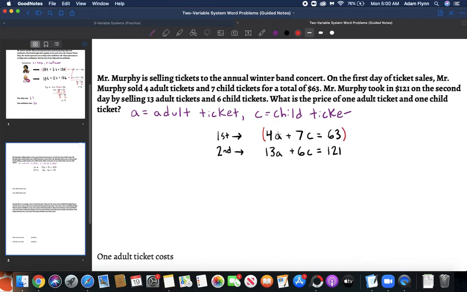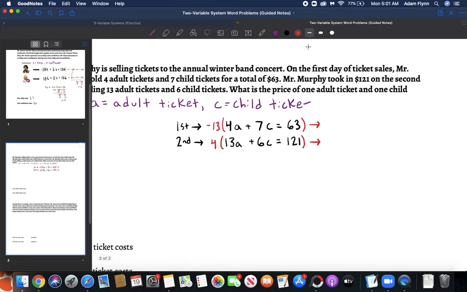So I'm going to try to find the smallest number that 4 and 13 both go into, and I think the answer is going to be 52. So what I am going to do is multiply this top equation by negative 13, and I'm going to multiply this bottom equation by 4. Okay, so I'm going to scroll over a little bit.